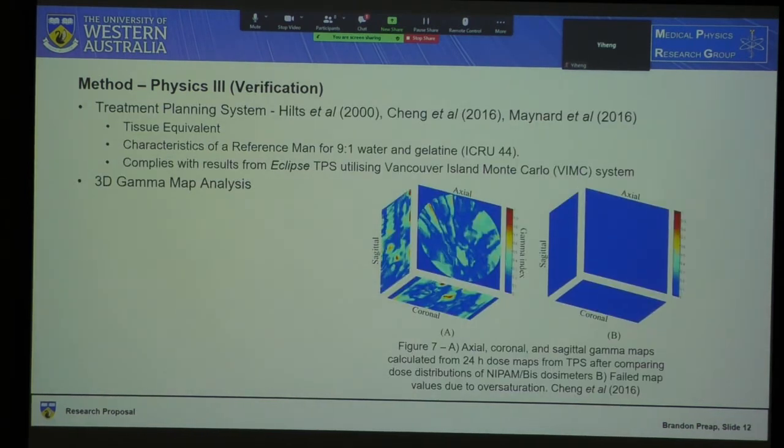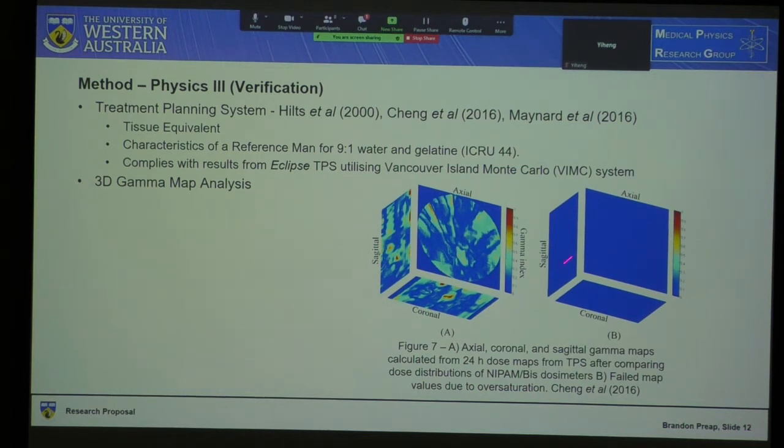Our last step is to compare with a treatment planning system. The good thing about a treatment planning system is that it does all its calculations on dose or tissue equivalency. And the thing about gel is that it is tissue equivalent, and we've proven it here. So with this graph with part A and part B, these are the axial, sagittal, and coronal planes measured using an NIPAM gel. And that's the gamma index. The gamma index is basically how well one bit of dose matches the TPS, and you try to make sure that the gamma index is less than 1.